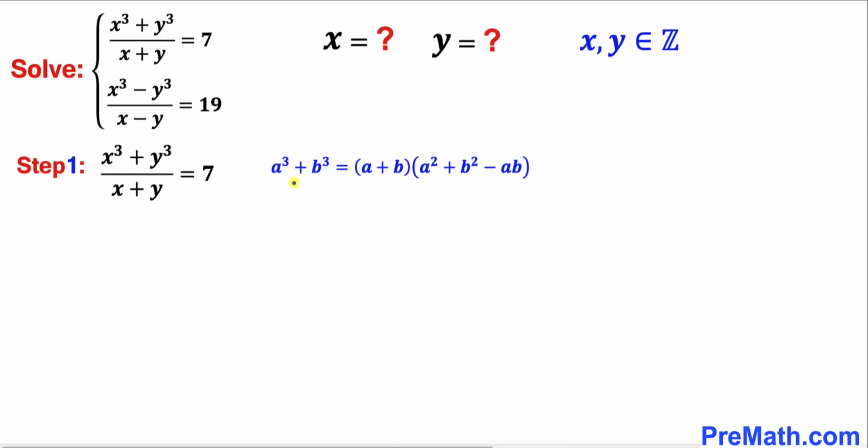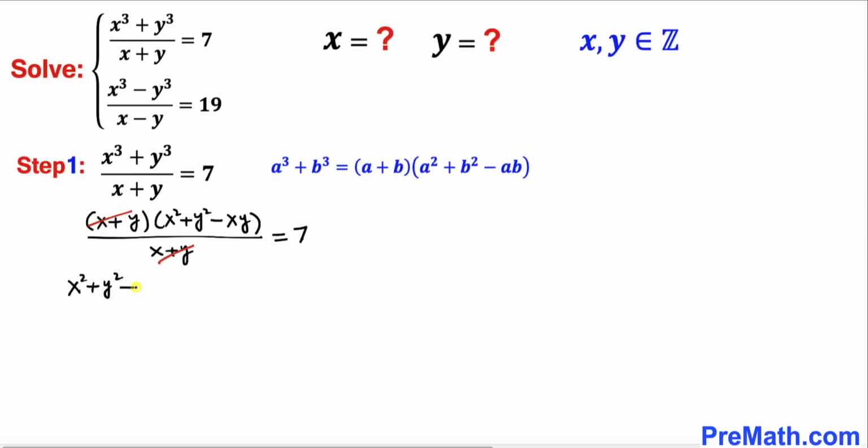Now let's recall this famous identity: a³ + b³ can be written as the product (a + b)(a² + b² − ab). We are going to apply this identity to the numerator. So our numerator becomes (x + y)(x² + y² − xy) divided by (x + y) equals 7. Now we can see the x + y and x + y cancel each other out, so we end up with only x² + y² − xy = 7. Let me call this equation number 1.